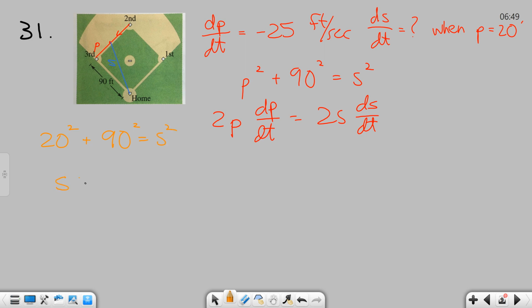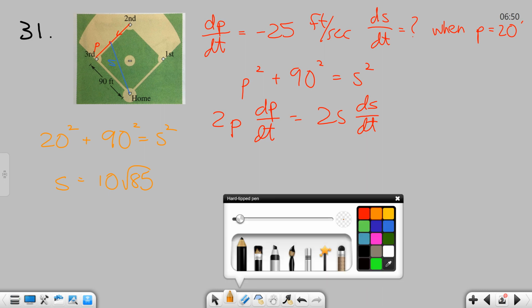Solving this, I get a fairly ugly number of 10 square roots of 85. And again, if you want to use the decimal value there, you can. Just make sure you store it on your calculator, because you will need to have a final answer that is accurate to 3 decimal places.